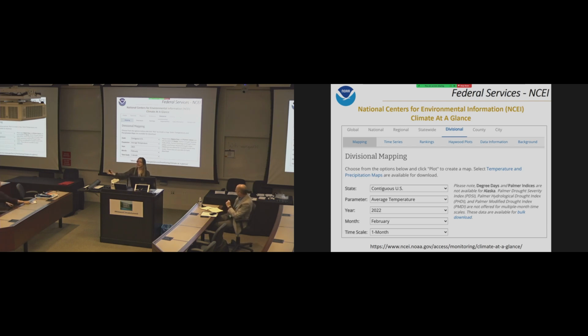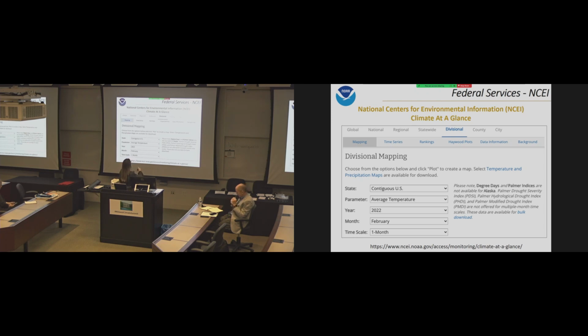We can go from the state level down to a smaller clustering of counties that climatologists call climate divisions. So if you see that word, climate division, each state has anywhere from 4 to 9 climate divisions. It's just a clustering of counties in a geographic area. And you'll see it on the map here in a minute.